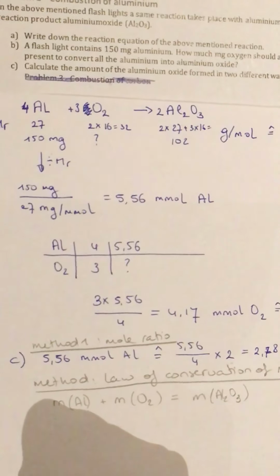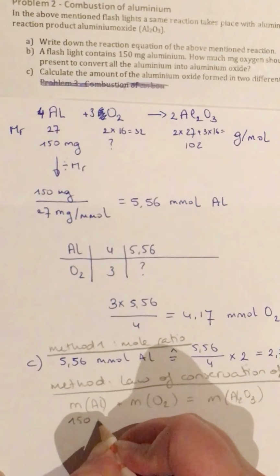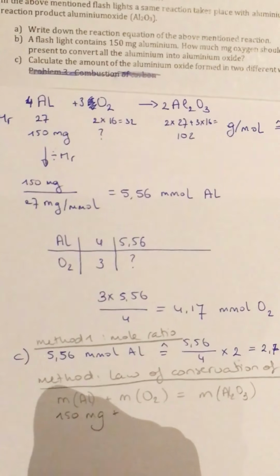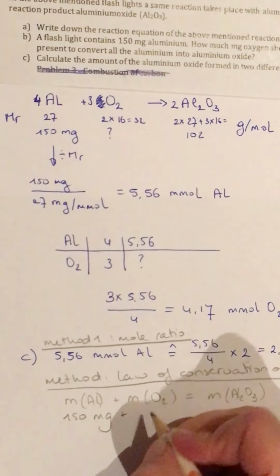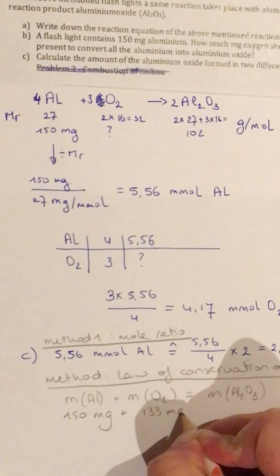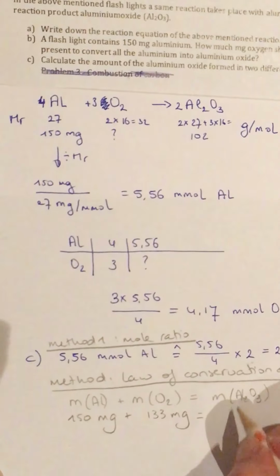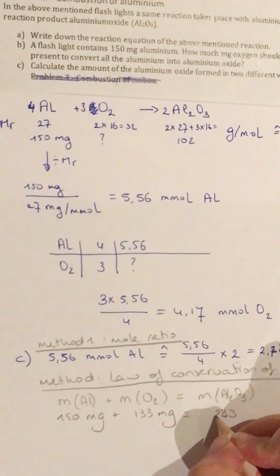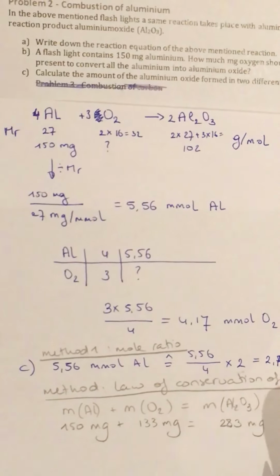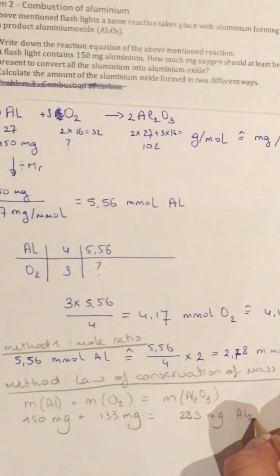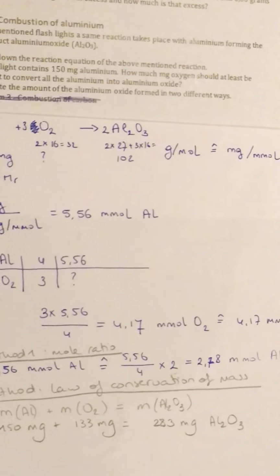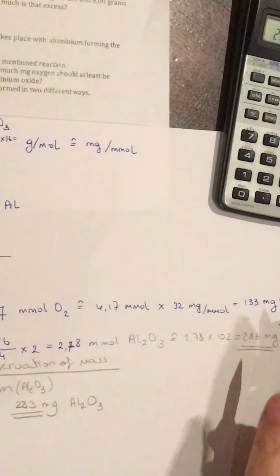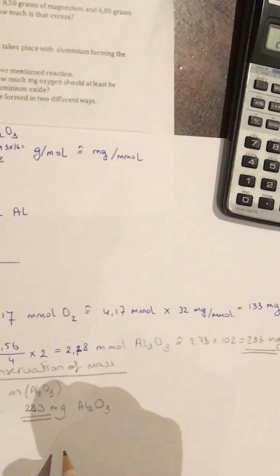So let's see. For the mass of the aluminium that was given, that's 150 milligrams. The mass of the oxygen we had calculated in B, 133 milligrams. So that equals, I don't even need my calculator, 283 milligrams of aluminium oxide. And let's check, exactly the same number as we find with method 1 using the mole ratio.